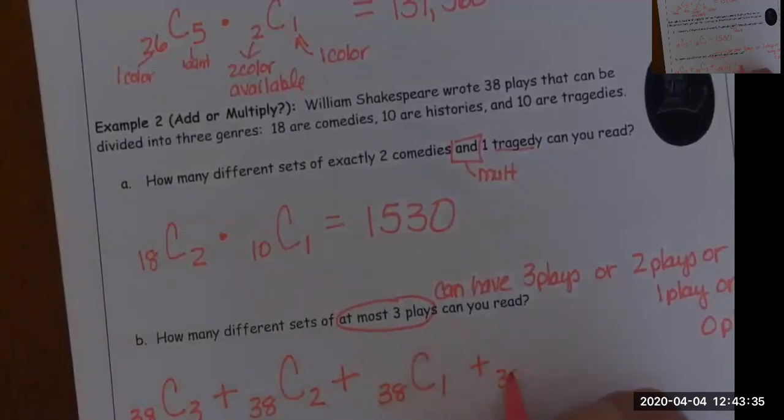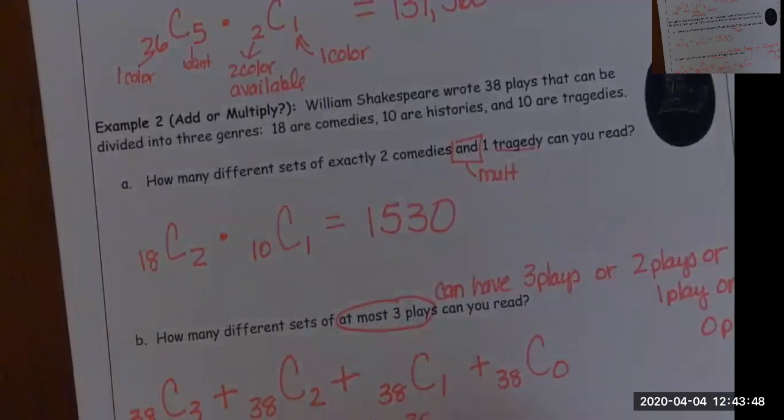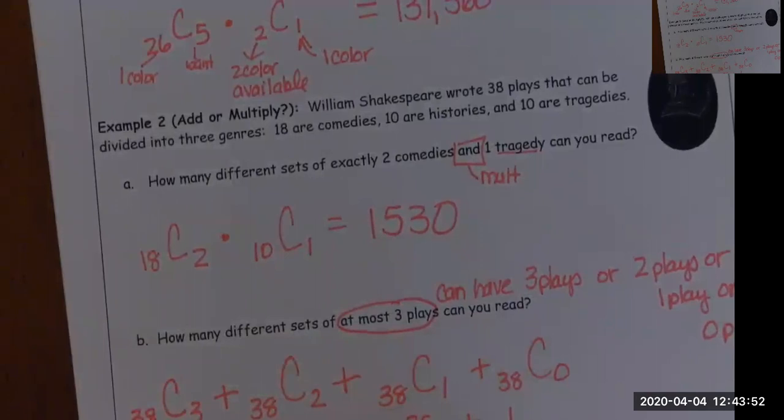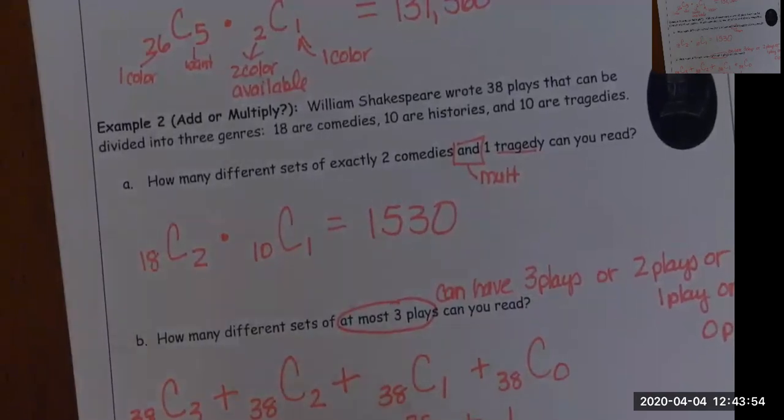Or I choose no plays. So there you can just punch that into your calculator, and I think you get 8436 plus 703 plus 38 plus 1. So that is 9,178. So kind of look back over this and use this as a guide when you work. And I am going to do some problems with you.